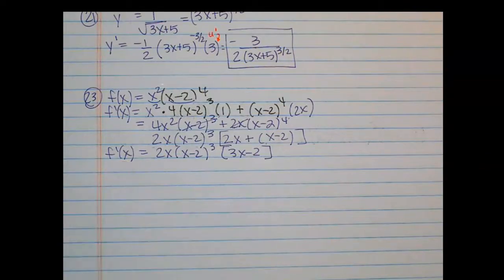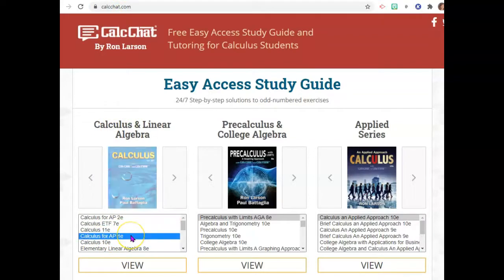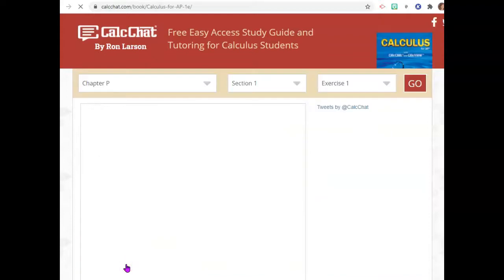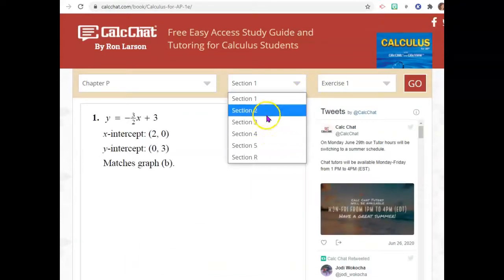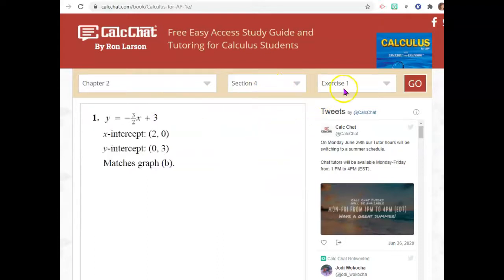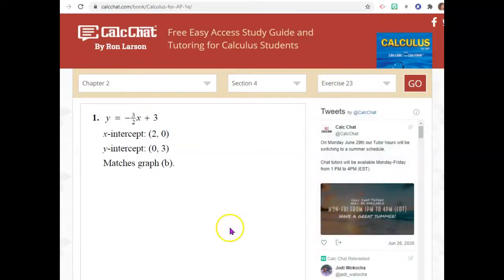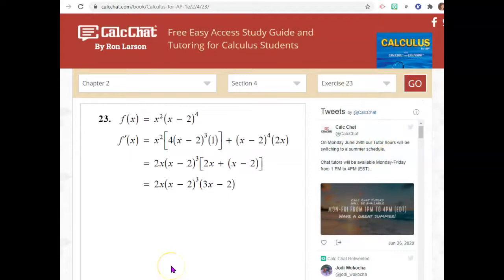So there's 23. Also, while I'm here, note that you can go to CalcChat, which is on the front of your book, and you can look for our book, which is this one. We can view it, and it will give us some answers. We're in Chapter 2, Section 4, exercise. The one we just did was 23. Go. And it will give us all the steps for that.